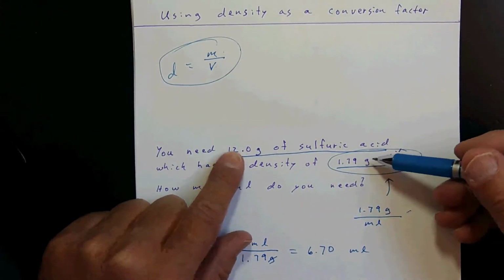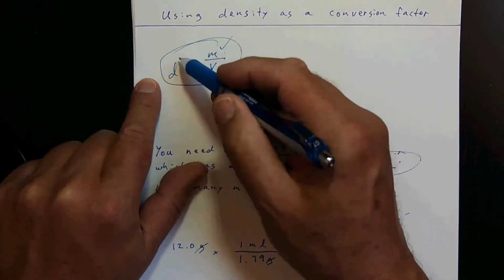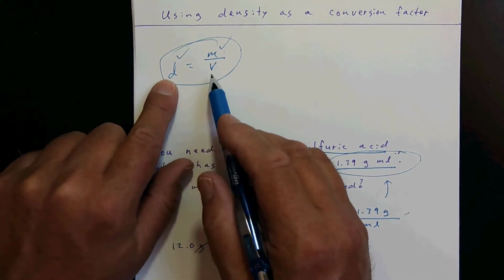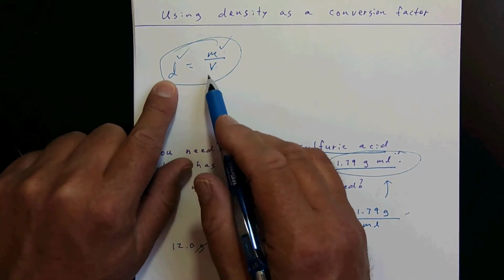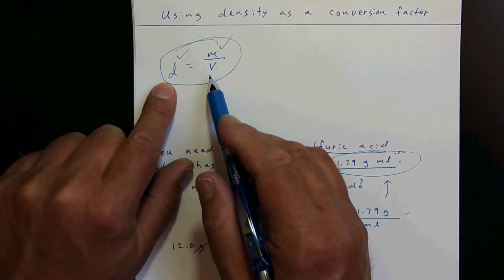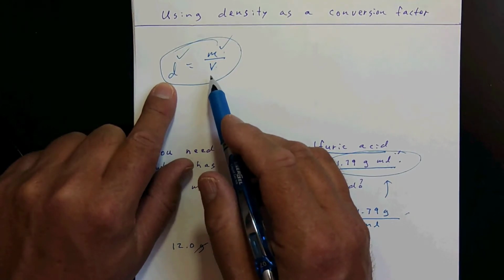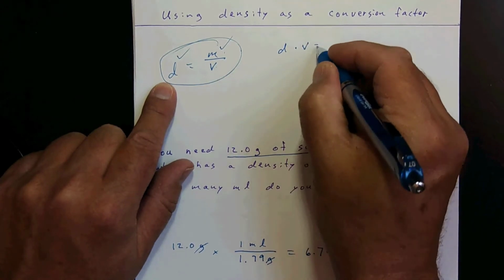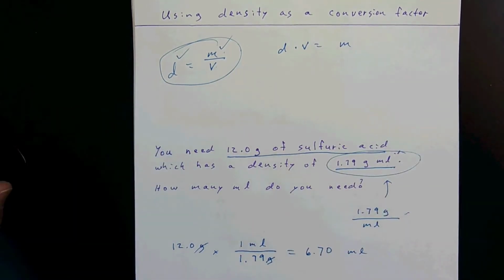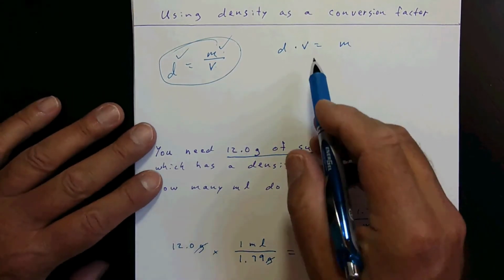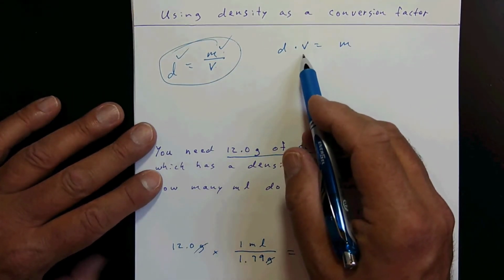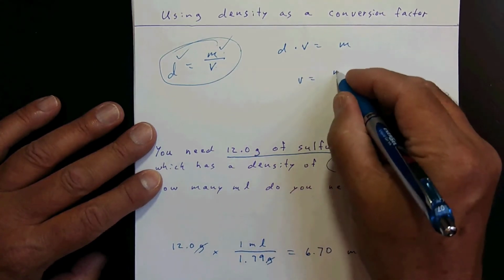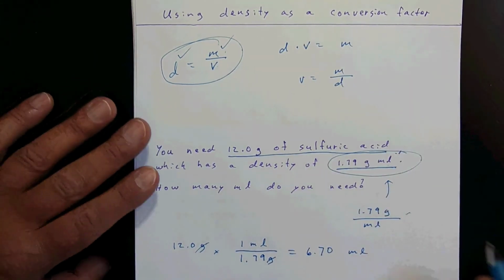I have the density 1.7, I have the mass, and I have to solve it for volume. You would say, okay, I'll multiply both sides of this equation by volume, and you'll end up with density times volume is equal to mass. And then you'll divide both sides of this equation by density, and you get volume is mass over density.